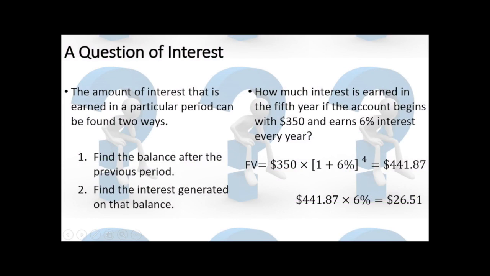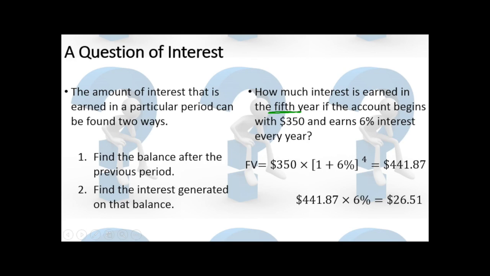All right, so continuing on with this, the amount of interest that is earned in a particular period can be found in two different ways. And here's an example to work this through. How much interest is earned in the 5th year, only the 5th year? I don't care about all 5 years, just the 5th year here. If the account begins with $350 and earns 6% interest every year.